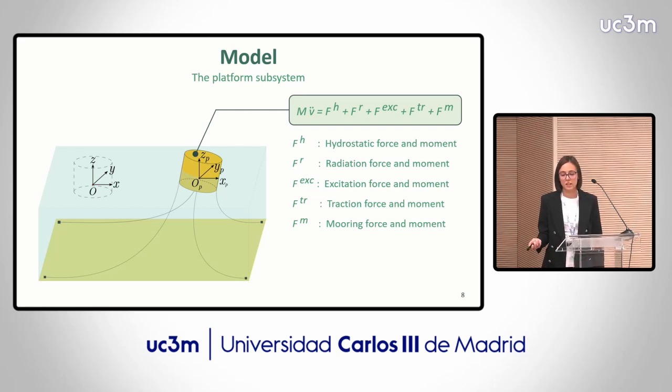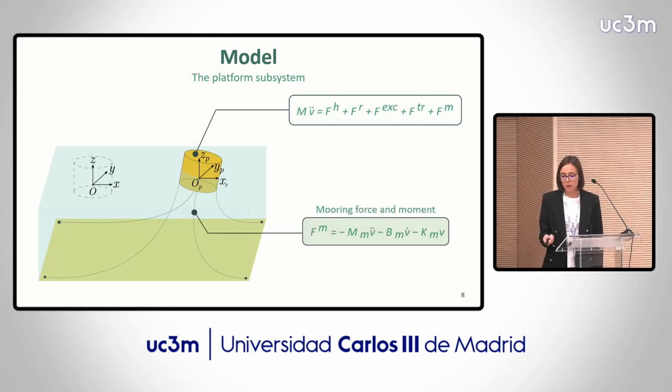And then we have the excitation force that I will detail more later, which is the force of the wave, the traction force, so the force that the tether applies on the platform, and then the mooring force and moment, which is the force due to the mooring lines. In particular, we modeled the mooring lines as a mass spring damper system. So as you can see, the mooring line force is that one.